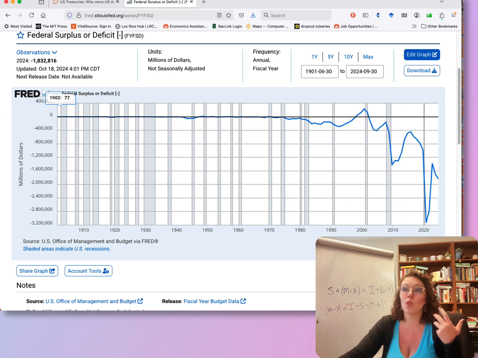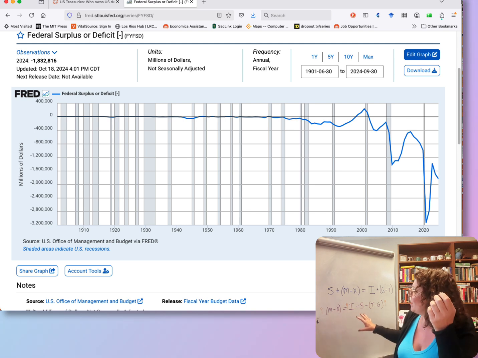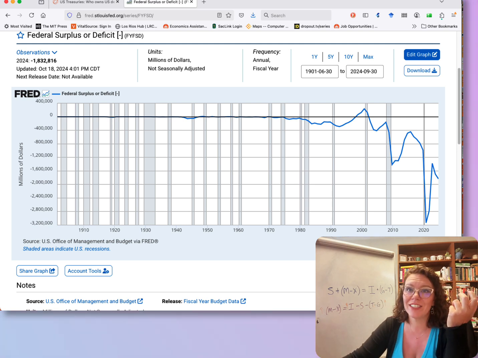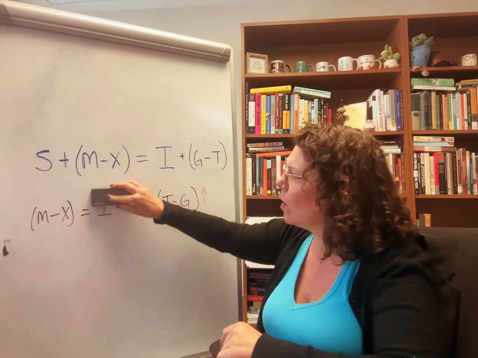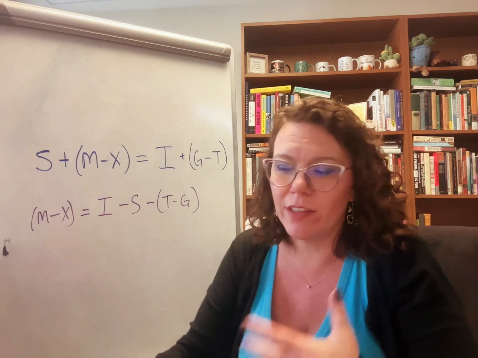And so that's going to be what's driving those numbers. That's what's going to be driving that accumulation of negative public savings or negative debt, that budget deficit. Does that make sense? Hopefully that helps you understand a little bit about how all of this works.